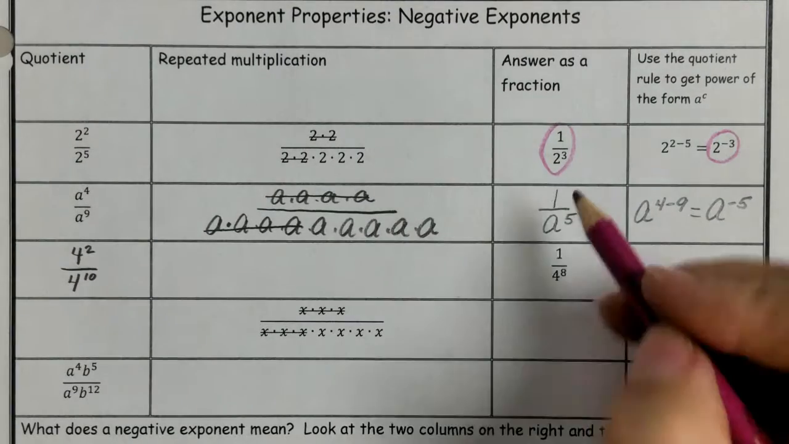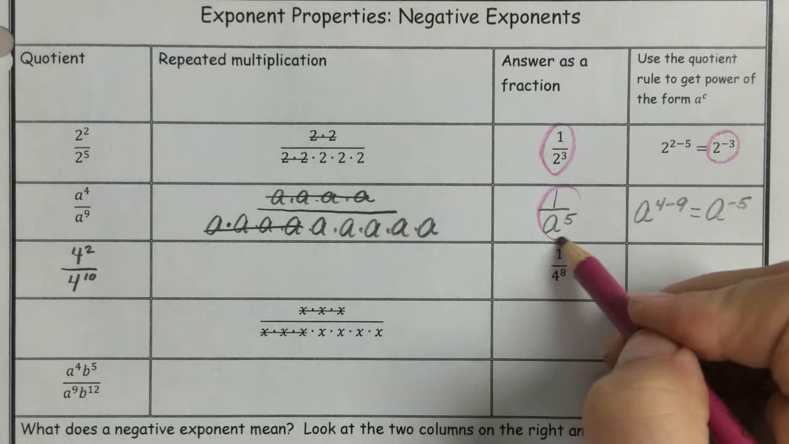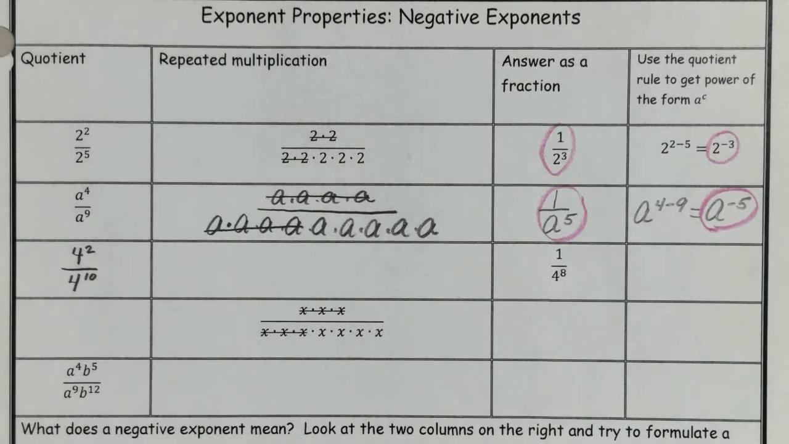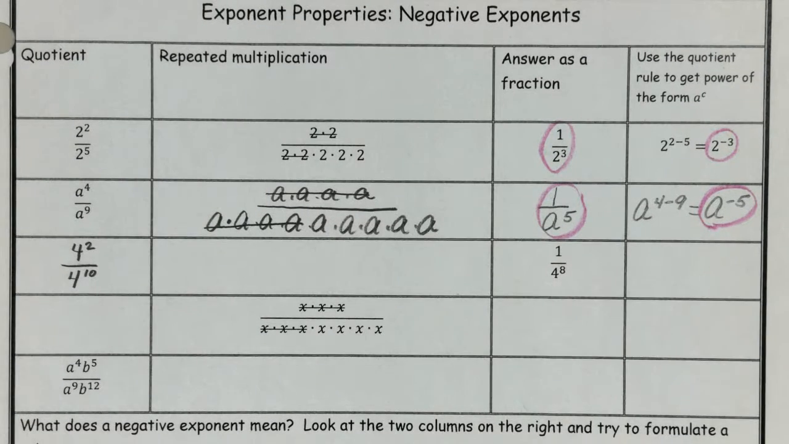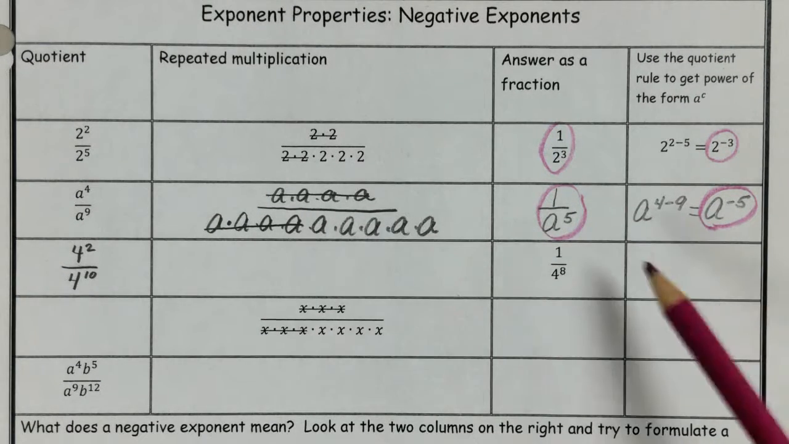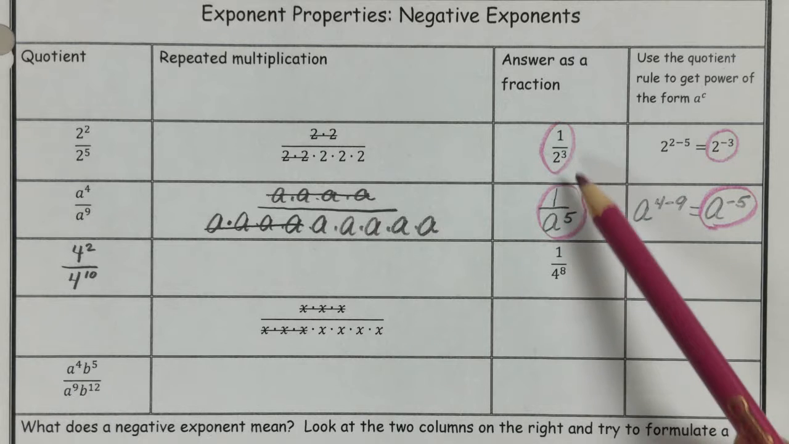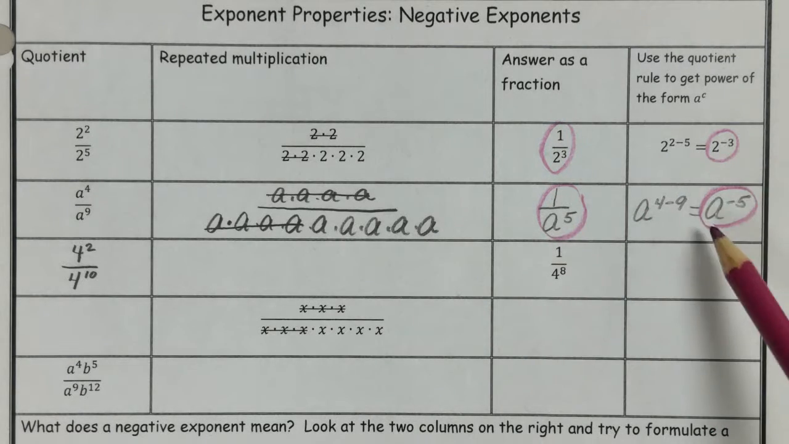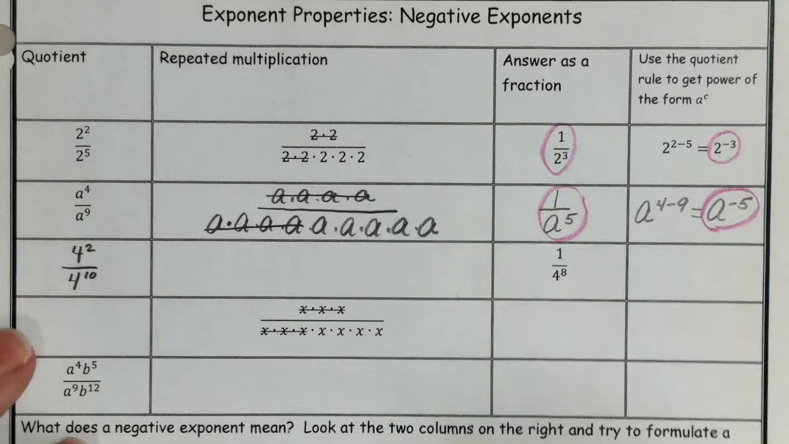So what I want you to understand once again, 1 over a to the 5th is equivalent to a to the negative 5th. So you'll start noticing that the exponent in both cases is positive when it's in the denominator, but when we bring that up to the numerator, it becomes a negative exponent. All right, let's look at this next one.